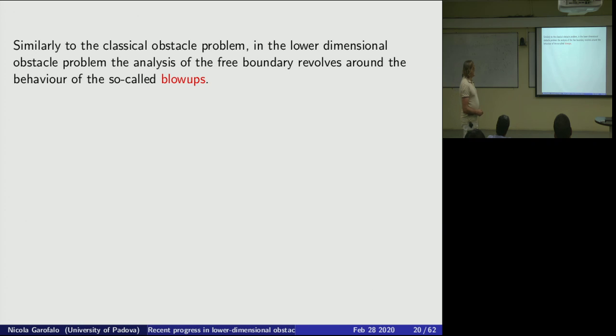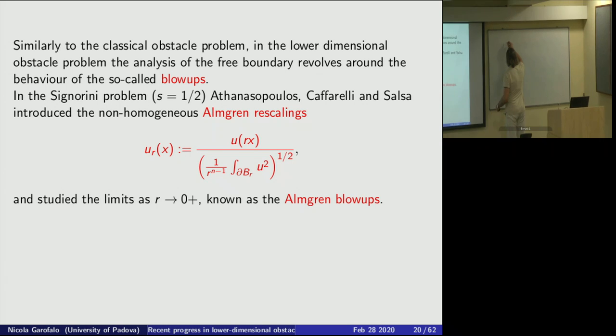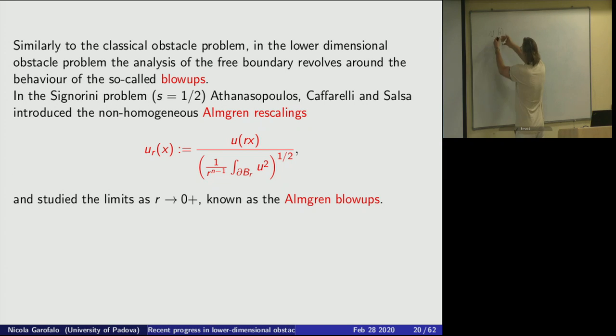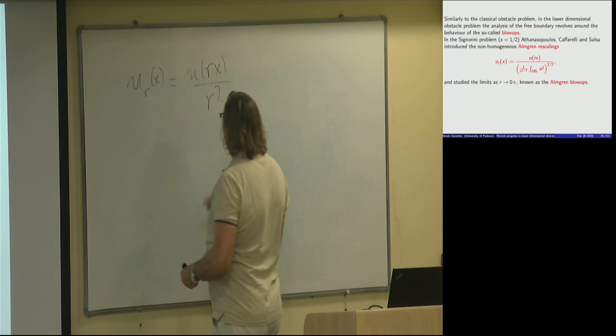All right. Similarly to the classical obstacle problem, in the lower dimensional one, the analysis of the free boundary revolves around the behavior of the so-called blow-ups. So what are these blow-ups? In the Signorini problem, s equal 1/2, Athanasopoulos, Caffarelli, and Salsa introduced these non-homogeneous Almgren rescalings. So normally, in the classical obstacle problem, you rescale quadratically. So you take a solution to your problem, and you look at this quantity here, R squared.